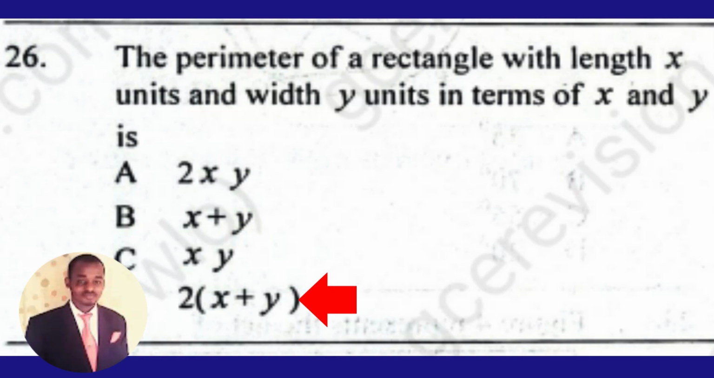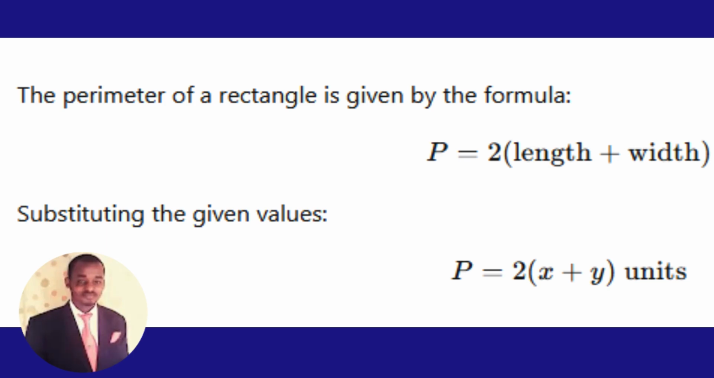What is the perimeter of a rectangle with length x units and width y units, in terms of x and y? The correct answer for 26 is D. Let me show you how we came about this. The perimeter of a rectangle is given by the formula P = 2(l + w). When we substitute the given values, P equals 2 bracket x plus y units. That is how we came about that.